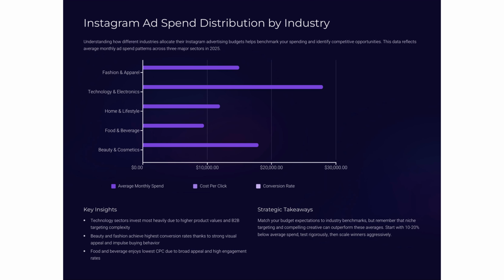In 2025, Instagram ad spend varies by industry. Technology sectors lead in investment due to high product values and business-to-business targeting. Beauty and fashion excel in conversion rates, driven by visual appeal and impulse buying. Food and beverage sectors benefit from low cost per click, thanks to broad appeal. Align budgets with industry benchmarks, but prioritize niche targeting and creative testing.